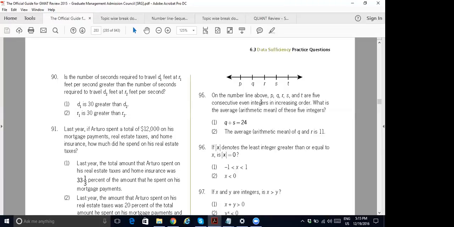Is it E? Yes, that is good. And how? Because I got T1 is equal to D2 plus 30 over R2 plus 30. So the value still stays the same. In the sense, how do you compare D2 by R2 with D2 plus 30 by R2 plus 30? Correct. Very good.